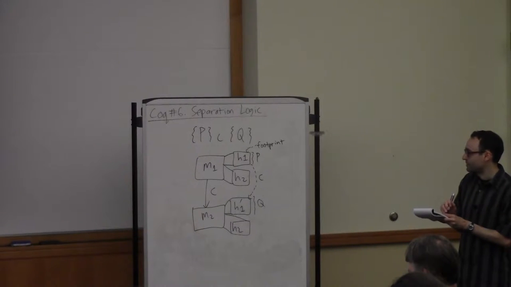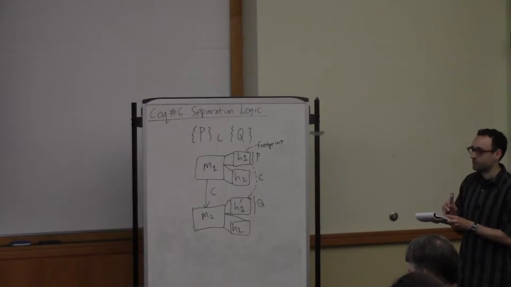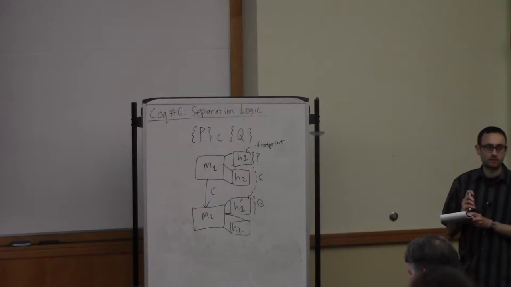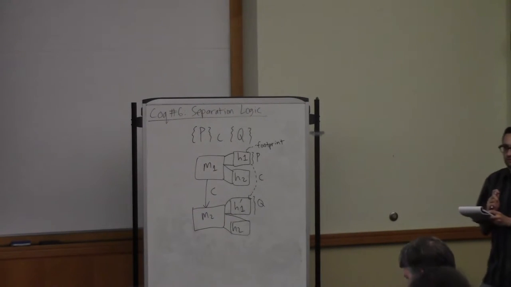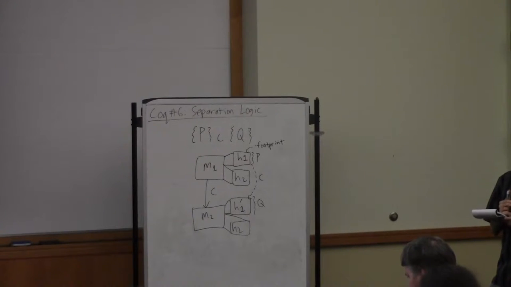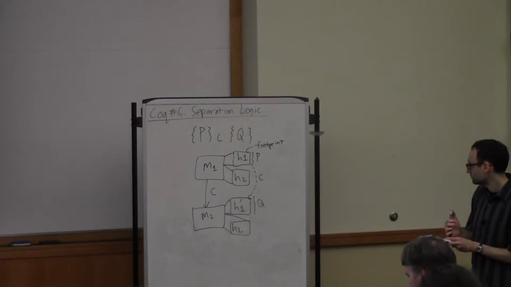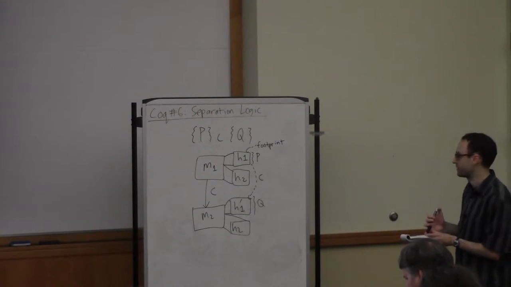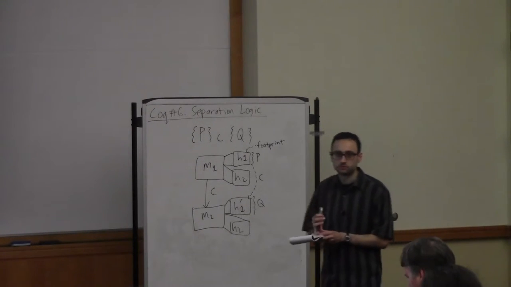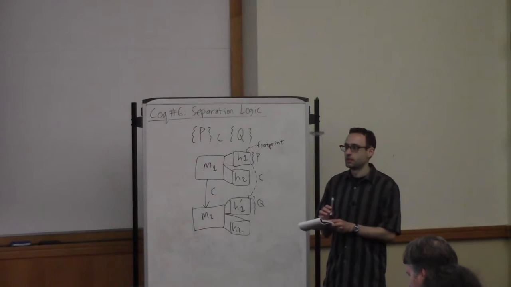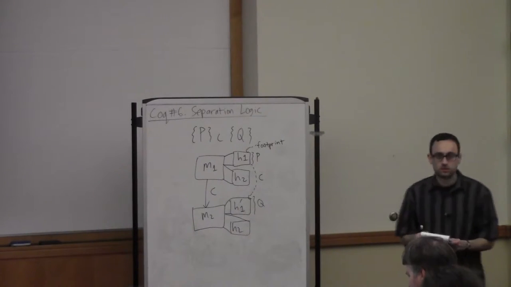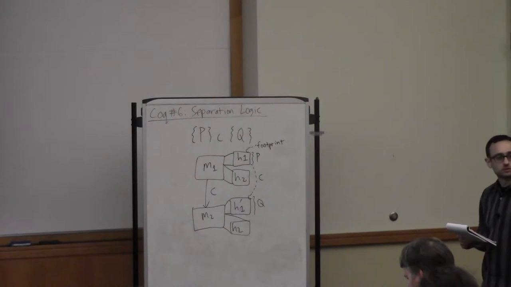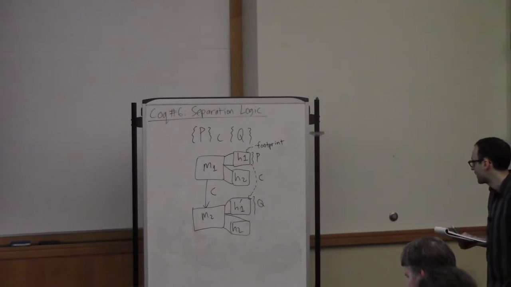Next, I'm going to write up some particular rules for concluding Hoare triples of this kind. Any questions about the basic meaning of it first? It's not allowed to read or write from any of those addresses. They're completely irrelevant to the execution of C. Any other questions? Yeah. Is the fact that H2 isn't modified part of that Hoare triple? It is. Yeah. We require that.